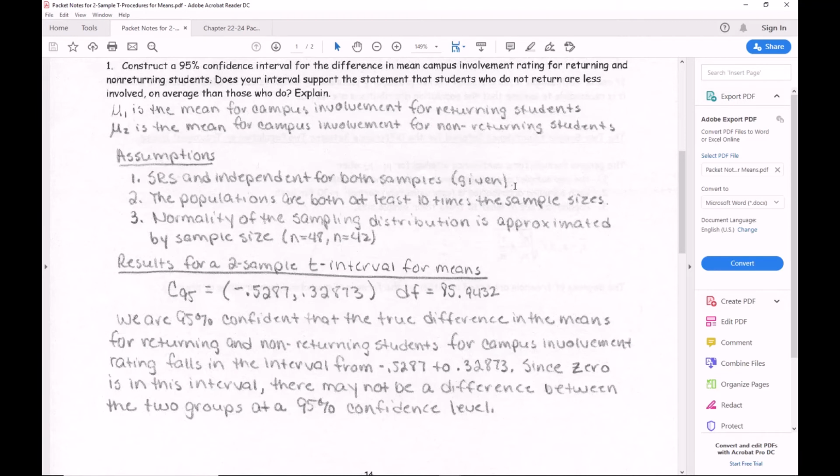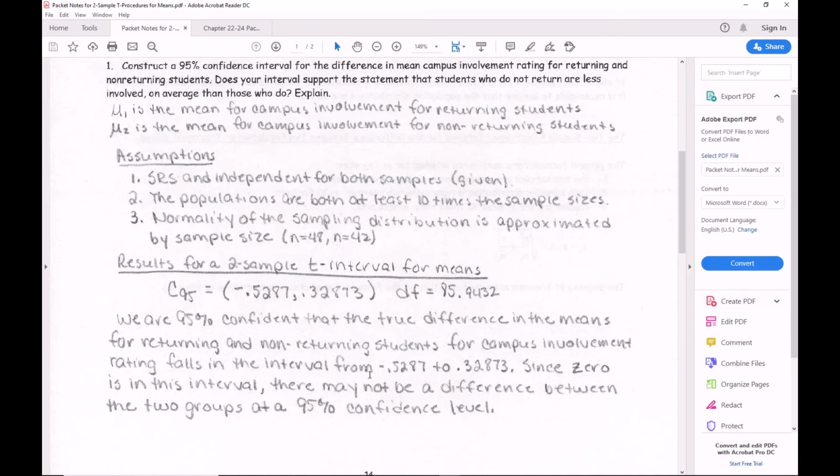And my assumptions were met. SRS and independence for both samples was given. The populations are both at least 10 times the sample size. That is probably true. I don't know that it is for a fact, but I've talked to other teachers in the district, and they say, unless you have a compelling reason to doubt that, just write it down and it's fine. And then we've got big enough sample sizes for the central limit theorem. So normality of your sampling distribution is approximated by sample size. I listed it, can't argue with that. Be really careful how you state what procedure you're doing, because on the quiz it was all over the map. These are results for a 2-sample t interval for means.